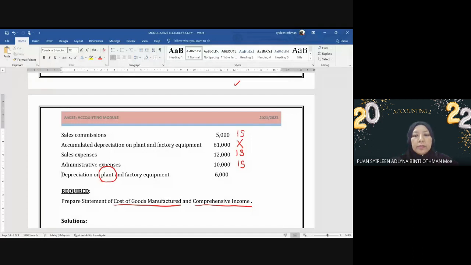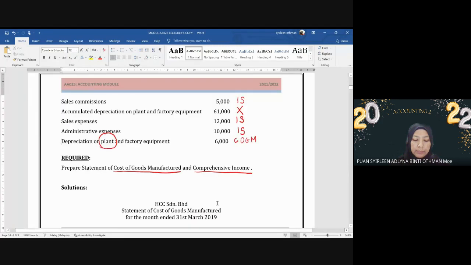Okay. So this is actually MOH. So that will be in your COGM. Okay, so once you dah classify everything, baru boleh prepare cost of good manufactured. Okay, alright. So macam biasa, ada tajuk, ada nama company, statement of cost of good manufactured. Okay, this is cost of good manufactured statement. So dia for the month ended atau for the year ended.